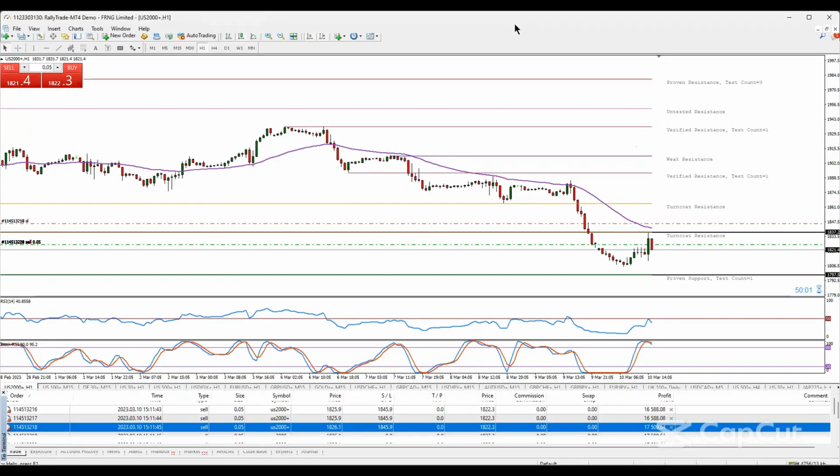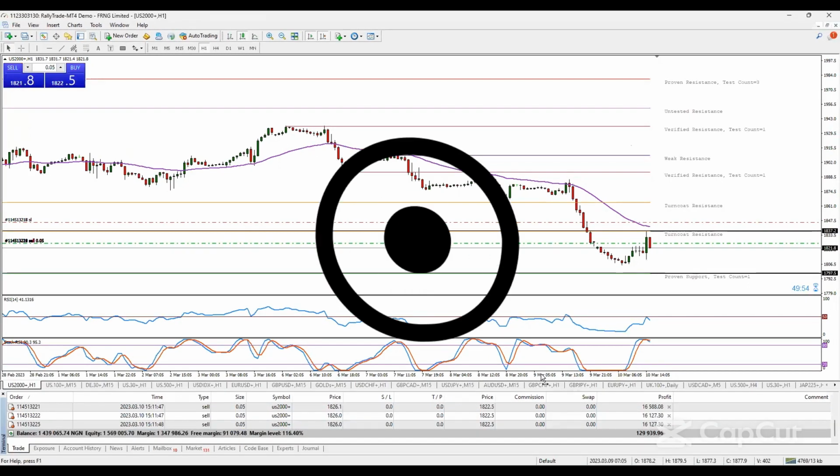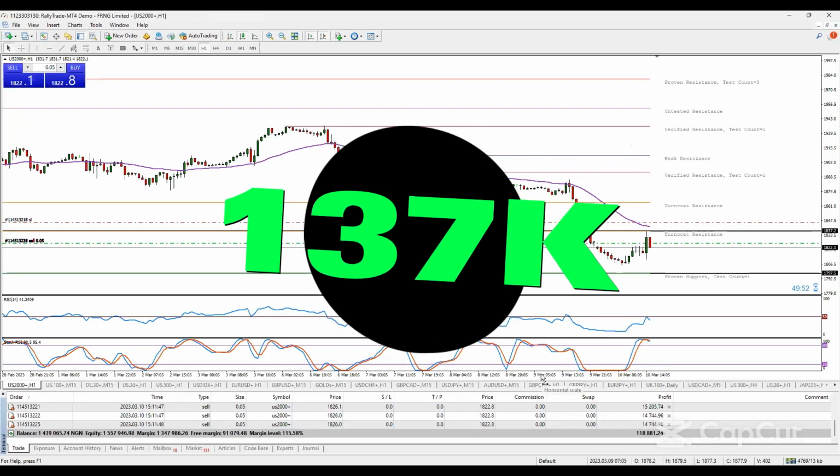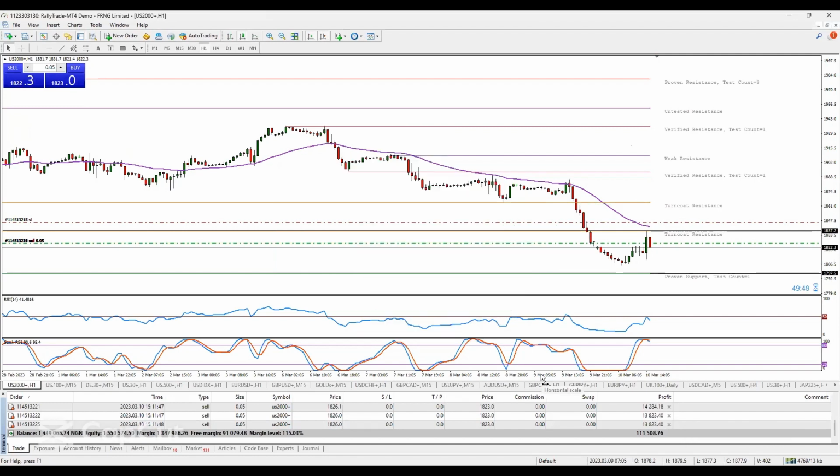How much am I making already? How much are we making already? 130 something K already. No time. This is what stacking is. If you funded 100K, how much is this? This is already, what is it, 5%? Okay, 5% of 1 million is 50K. This is already how much? 120 something K already.